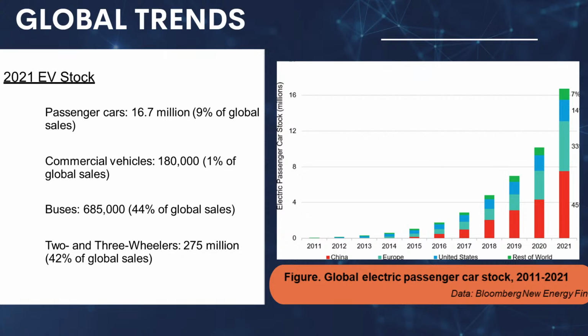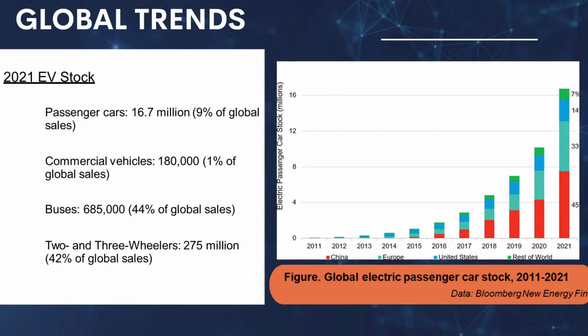Next one is the two-wheelers and three-wheelers. We know electric scooters and electric bikes. Many people bought 275 million electric scooters and bikes, making up 42% of the global sales in this category.